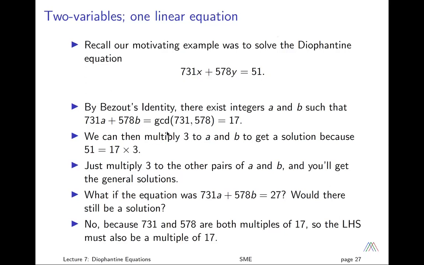Now let's change the equation up a bit. Instead of 51 here, what if it was equal to 27? Would there be a solution? There would not be, because 731 and 578 are both multiples of 17, so this part has to be a multiple of 17 as well. However, 27 is not a multiple of 17, so there's no solution.